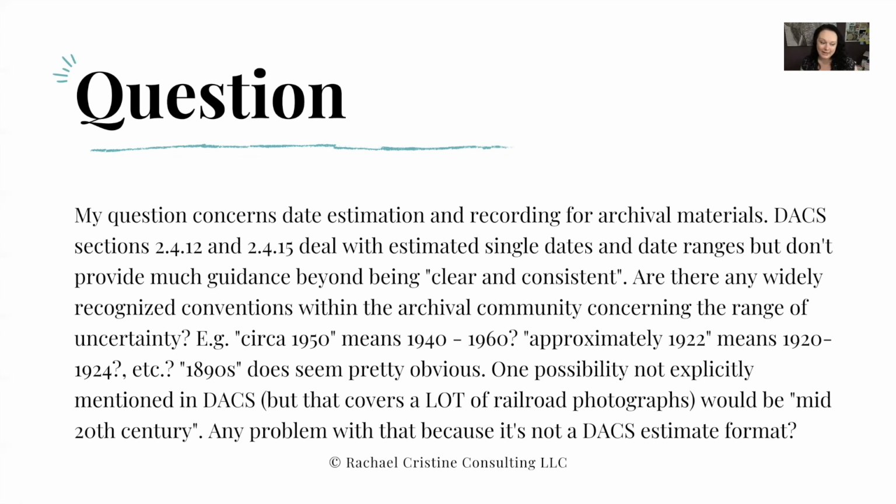Are there any widely recognized conventions within the archival community concerning the range of uncertainty? So, for example, circa 1950 means 1940 to 1960. Approximately 1922 means 1920 to 1924, etc. 1890s does seem pretty obvious, and I do agree with that one. One possibility, not explicitly mentioned in DACS, but that covers a lot of railroad photographs, would be mid 20th century. Any problem with that because it's not a DACS estimated format?